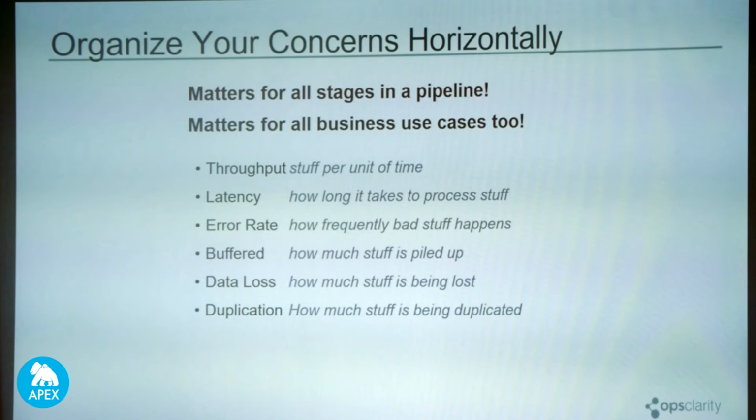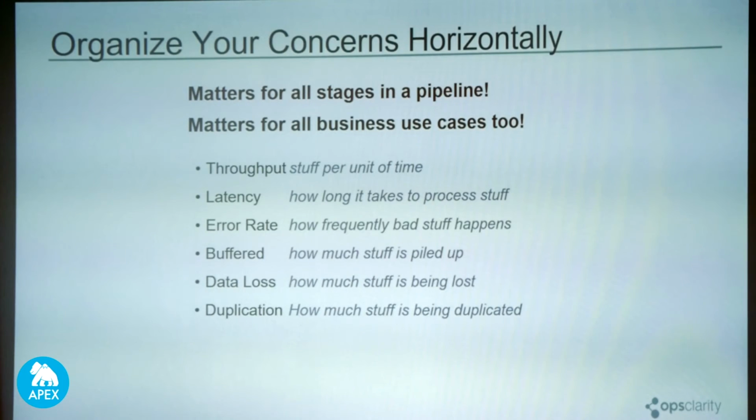But these are essentially throughput metrics. Right? And it's important, and I'll show you why. It's important to organize your metrics according to these kinds of categories. Latency is just how long it takes stuff to go through the pipeline. Error rate is the number of errors that you see as something goes through the pipeline. Buffer rate is how much is being queued up. Data loss and data duplication, self-explanatory.